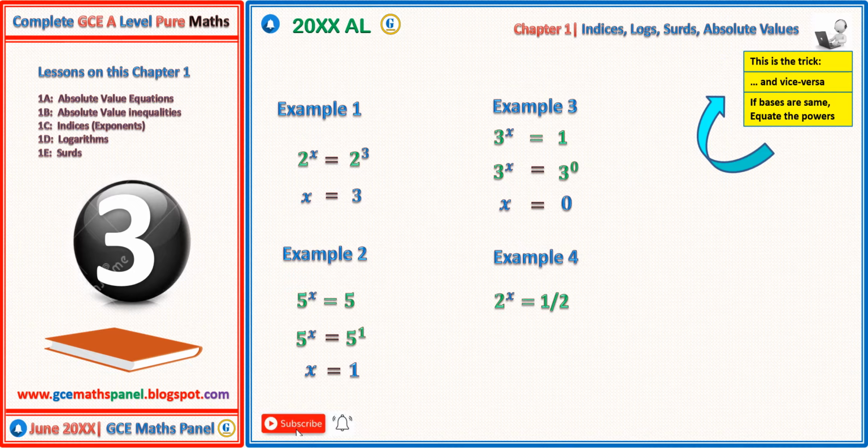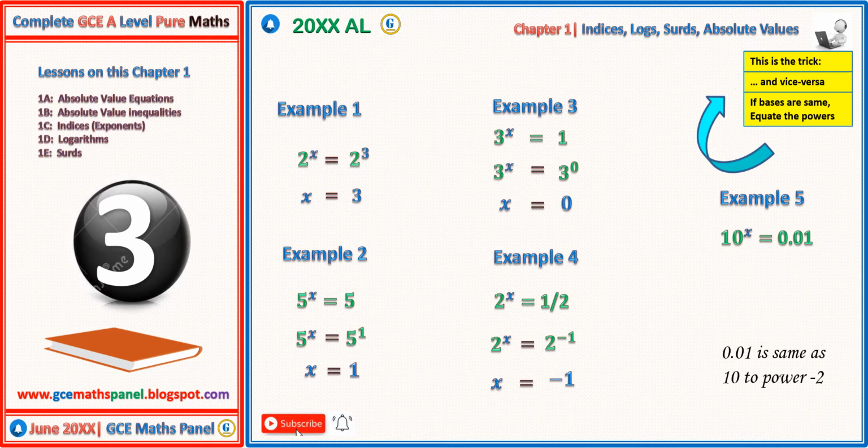Example 4. 2 to the power x equals a half. From the law of negative exponents, a half is the same as 2 to the power minus 1. And here x will be equal to minus 1. Example 5, 10 to the power x equals 0.01. We know that 0.01 is 1 over 100, which is 1 over 10 to the power 2, which equally gives us 10 to the power negative 2. Therefore, the value of x here is negative 2.